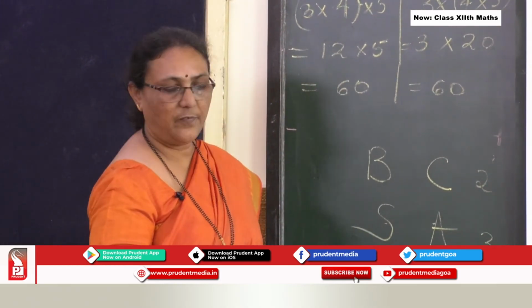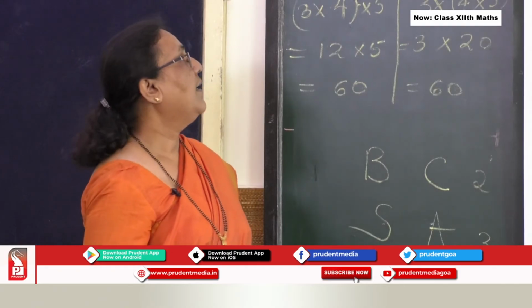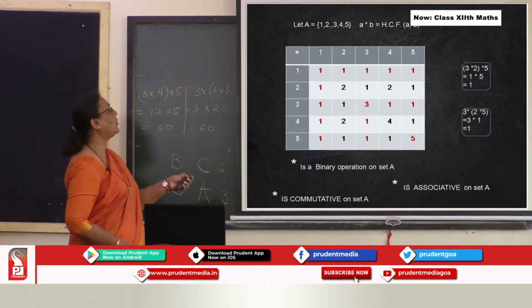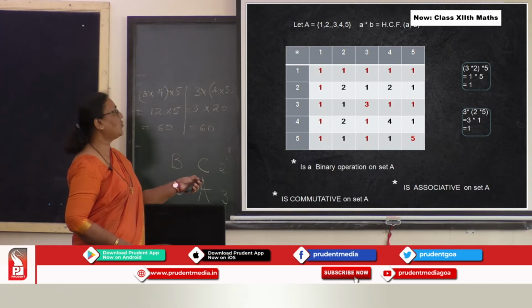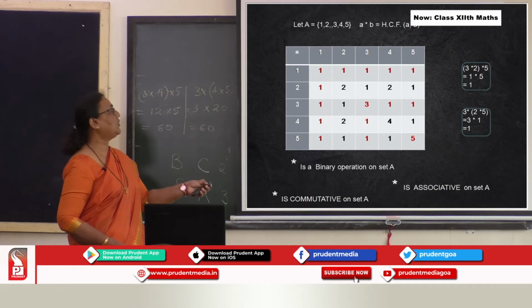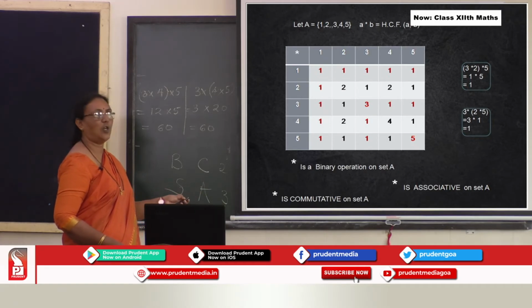Now see here, I am giving you all one example. Let A be the set 1, 2, 3, 4, 5, and the operation star is defined as the highest common factor of A and B. Now see how it is written here. Whatever numbers are given, 1, 2, 3, 4, 5, you write in this row and also in this column.